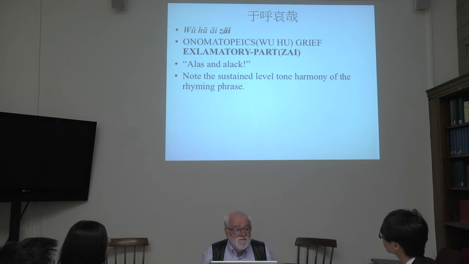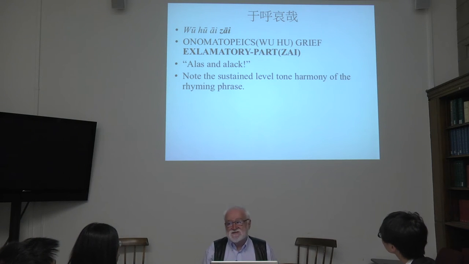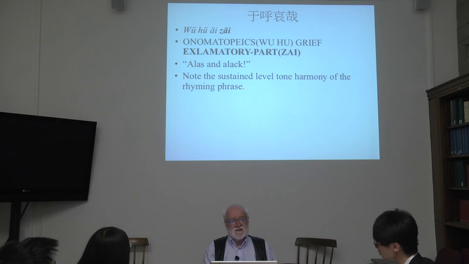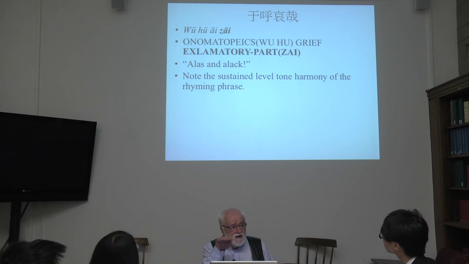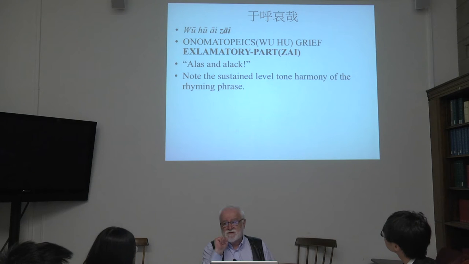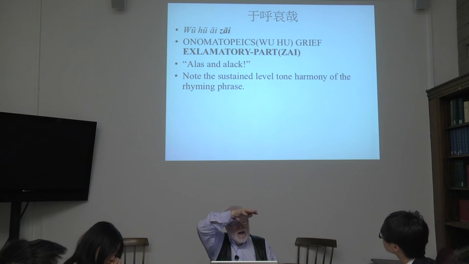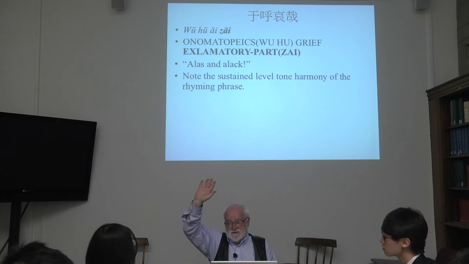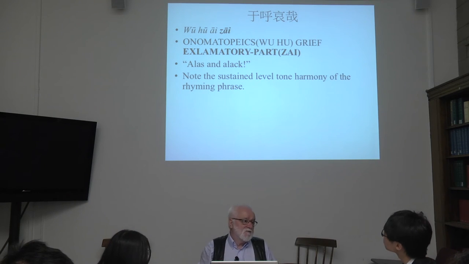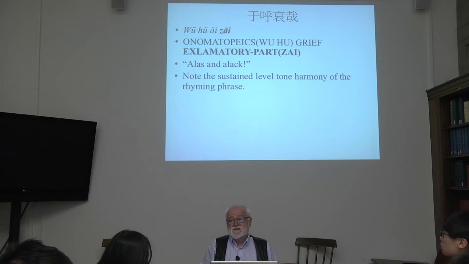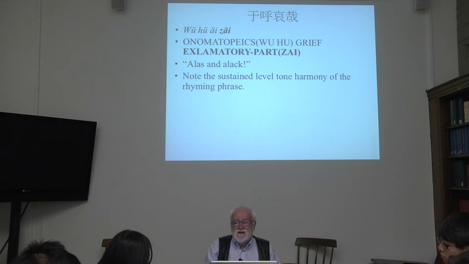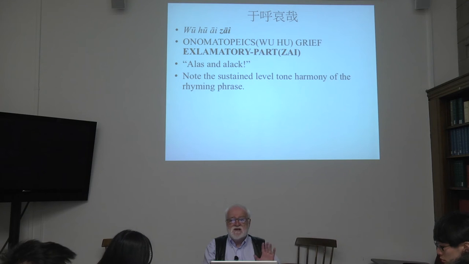I would love to show you how this is very common in ancient Chinese literature. When they get very emotional, then they love to have tonal harmony, where you have ai, da, bu, hu, ba, da, da, you see, this kind of thing. And that's very common, and in very early Chinese literature already. So you have this wu hu ai zai, one of the many, many examples where classical Chinese is deliberately euphonic.